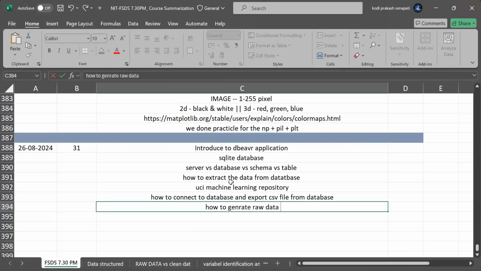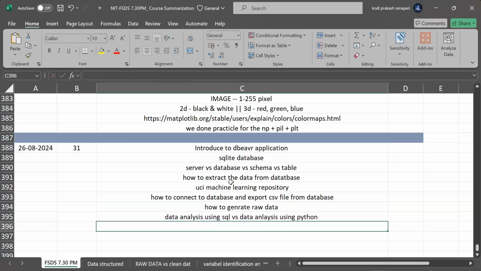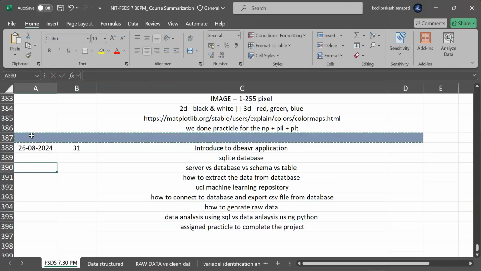So the ones who were absent, I would highly recommend you go for the recording. And also, we discussed data analysis using SQL versus data analysis using Python. Okay, we also did this, and I assigned a practical to complete the project, guys. So this is the topic we completed.